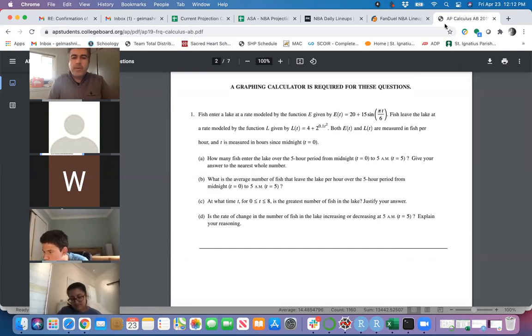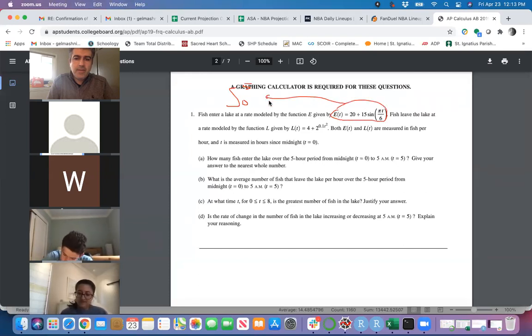Yeah, so simply all you're doing is you're going to integrate from 0 to 5 of E of t, and of course put dt at the end. That's what you're doing. That's it. You get 1 point for actually writing that integral first. So that right there, boom, you get 1 point.